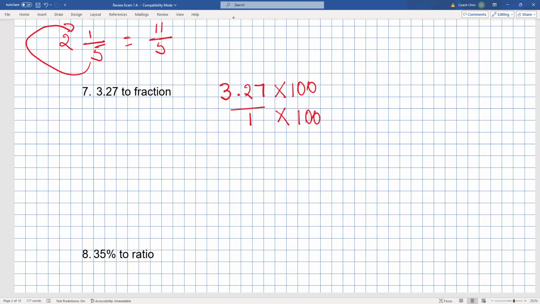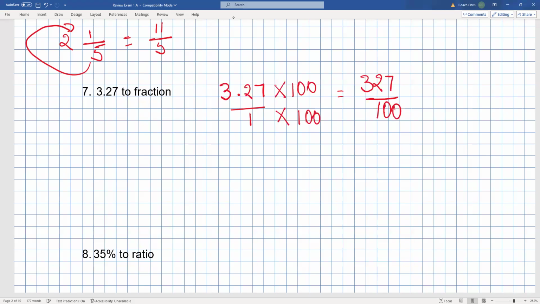But the question is, why did I choose 100, not 10, not 1,000? It's because 2 places, you multiply by 100. 1 place, you're going to multiply by 10. 3 places, you're going to multiply by 1,000. 4 places, you're going to multiply by 10,000. So when I do that, I have 327 over 100.